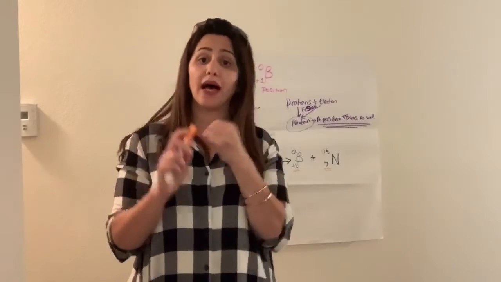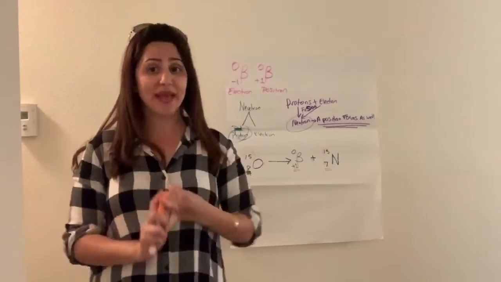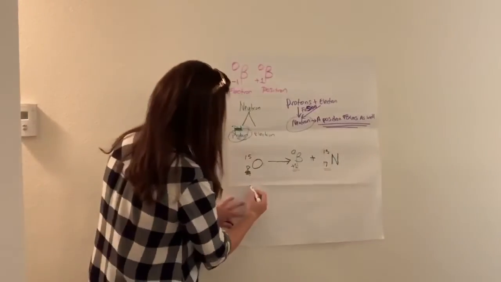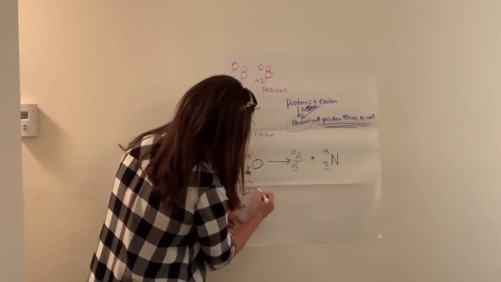So we did alpha decay and we did beta decay. The last type of decay is called gamma decay.